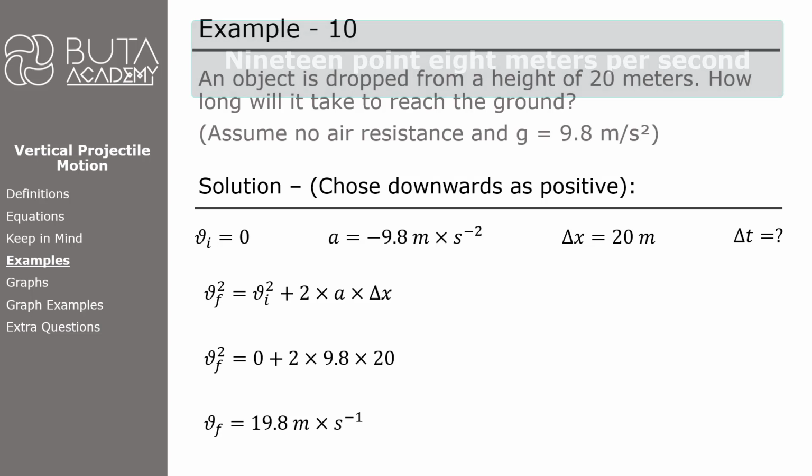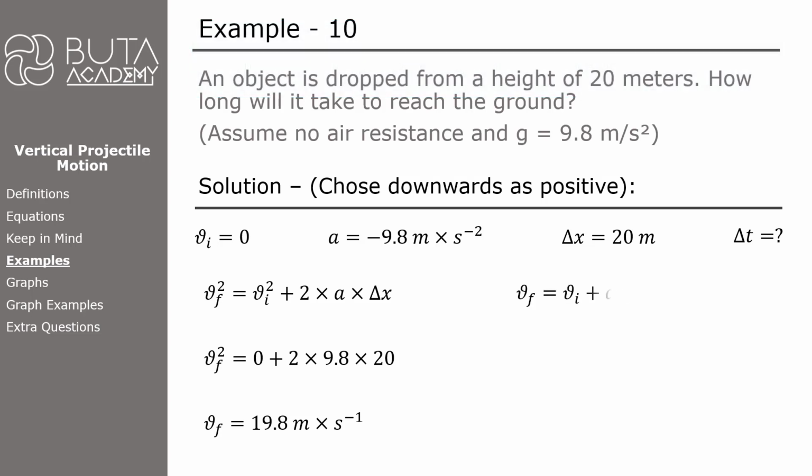Once the final velocity is known, we can use the formula v final is equal to v initial plus a times delta t to calculate the time. We have just calculated the final velocity. Initial velocity is 0 and acceleration is 9.8. The time it takes the object to fall from the height of 20 meters is 2.02 seconds.